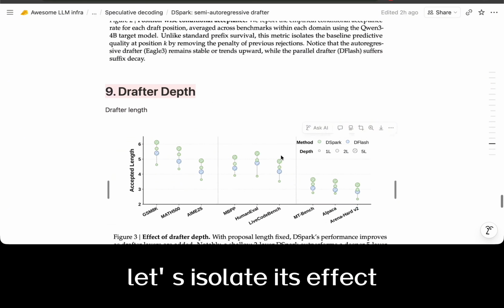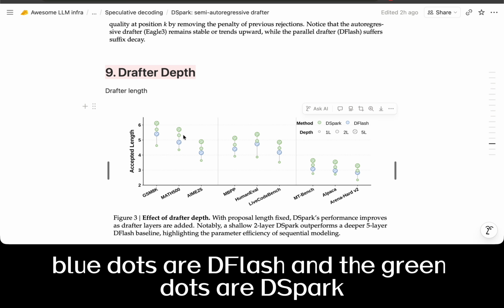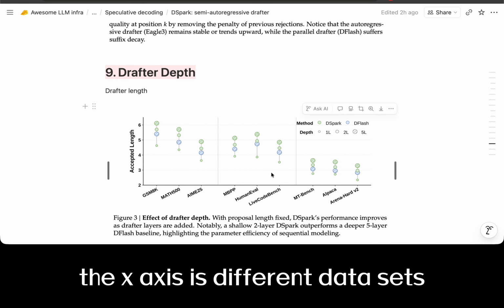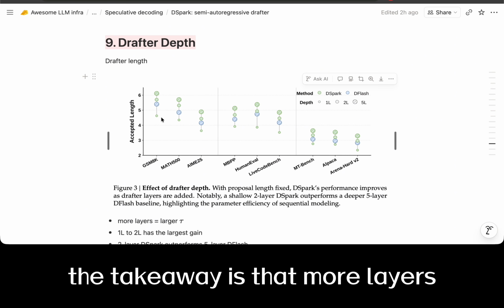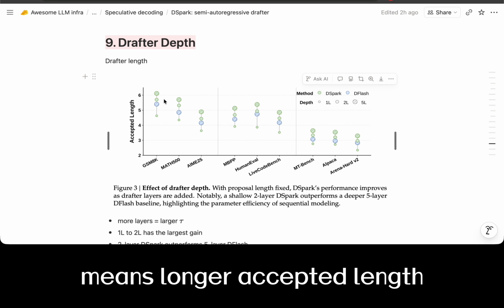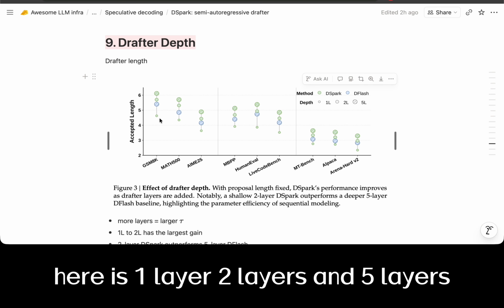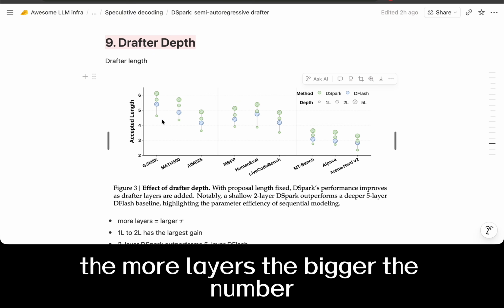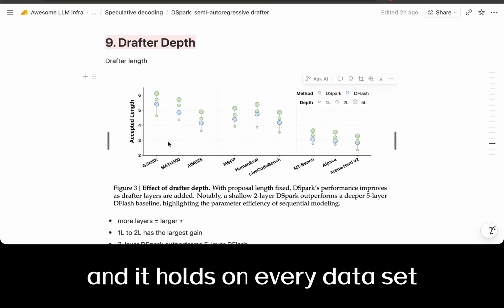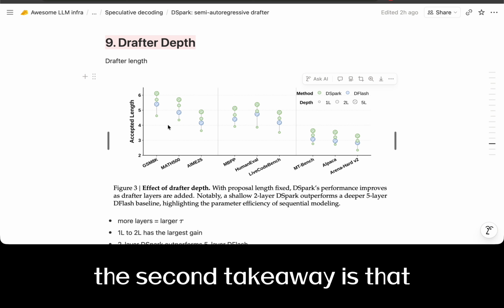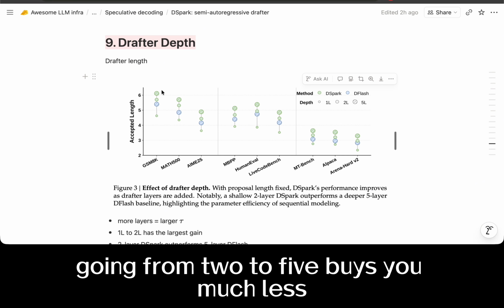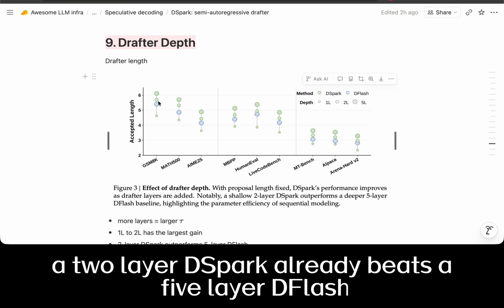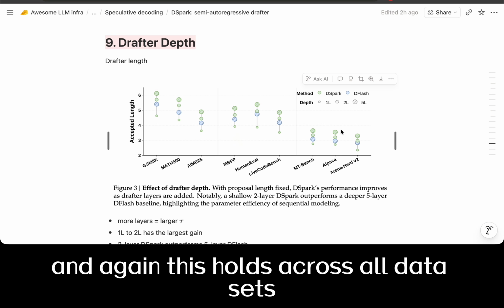Let's isolate its effect. In this figure, blue dots are DFlash and the green dots are DSpark. The x-axis is different datasets, and the y-axis is tau, the average number of accepted tokens. The takeaway is that more layers means longer accepted length. Look at the first dataset. Here is 1 layer, 2 layers, and 5 layers. The more layers, the bigger the number, and it holds on every dataset. The second takeaway is that the biggest jump is from 1 layer to 2 layers. Going from 2 to 5 buys you much less. And the final takeaway is that a 2-layer DSpark already beats a 5-layer DFlash. And again, this holds across all datasets.